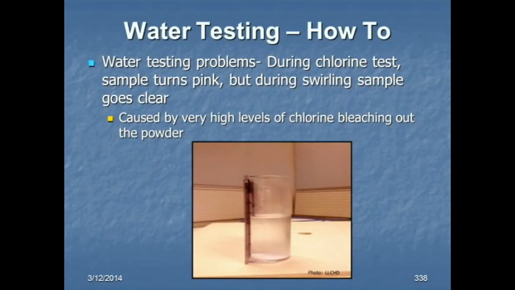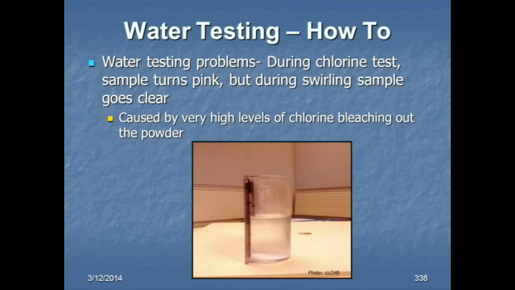Now, I mentioned already what can happen if those chlorine levels are incredibly high. It acts as a bleaching agent. You'll add a couple of dippers of powder into the sample, you'll put the lid on, you'll invert it, you'll see a purple or pink color indicating chlorine, and then it will go clear. If that's the case, that means you've got an excessive amount of chlorine in the water, so high that your test kit probably can't read it.